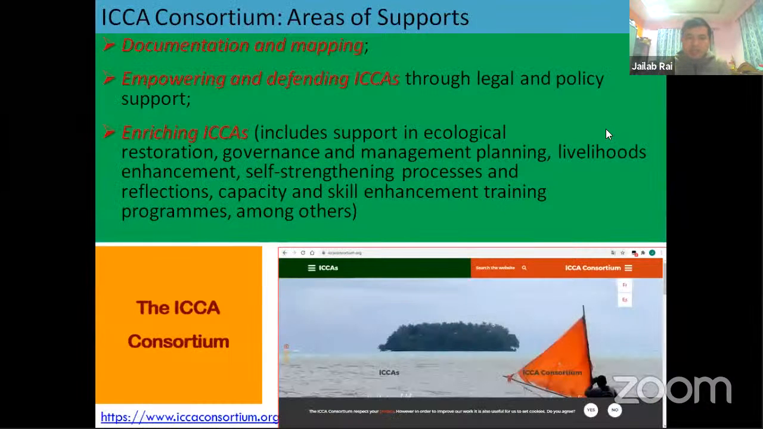The next one, Shruti. So the ICCA Consortium basically supports in three areas. One is the documentation and mapping of ICCAs across the world. Second is empowering and defending ICCAs through legal and policy support. And third is enriching ICCAs, which includes support in ecological restoration, governance and management planning, livelihood enhancement, self-strengthening processes, reflection, capacity and skill enhancement training programs, among many others.